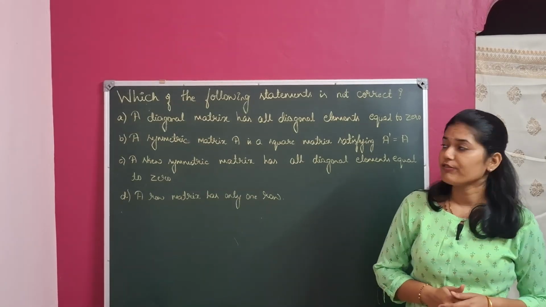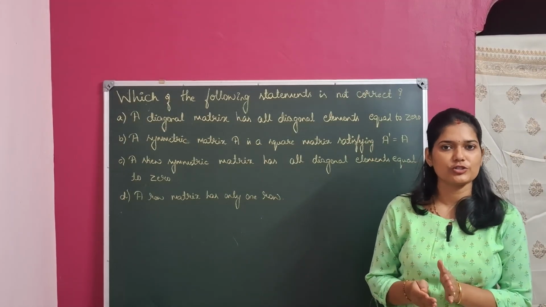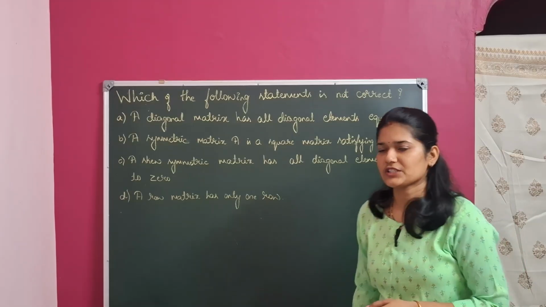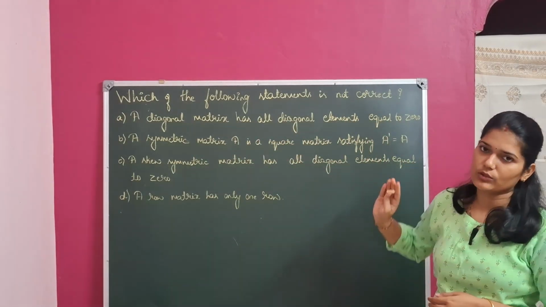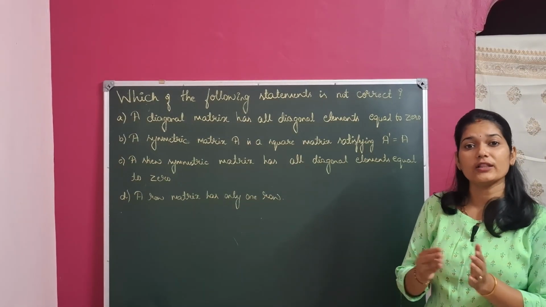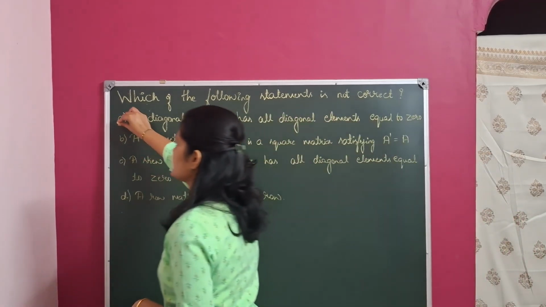In this problem, we have to choose which statement is not correct. That means we have to check whether the statement is true or false. Look at the first option. A diagonal matrix has all diagonal elements equal to 0. Actually, this is not true because in a diagonal matrix, all the elements except diagonal elements will be 0. Therefore, answer is option A.